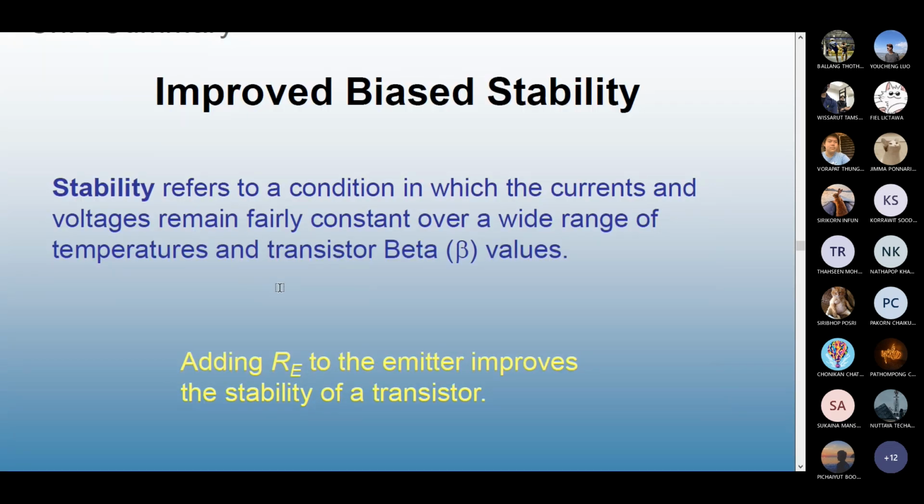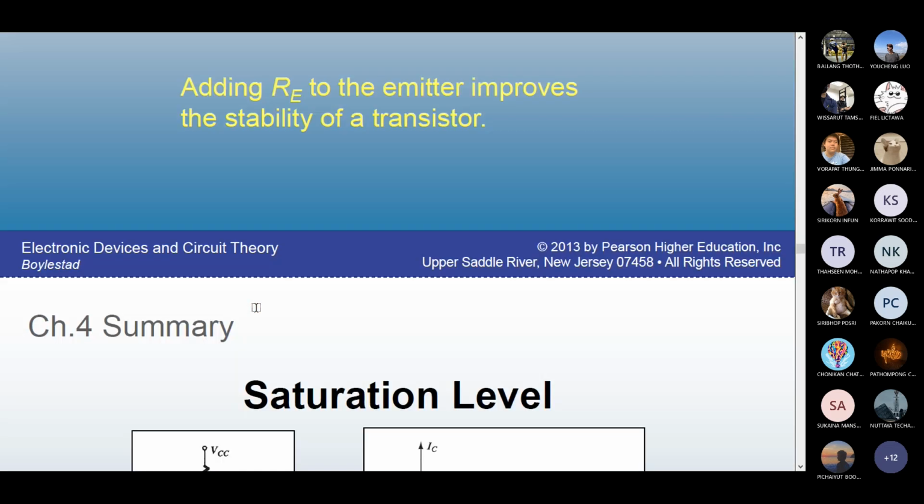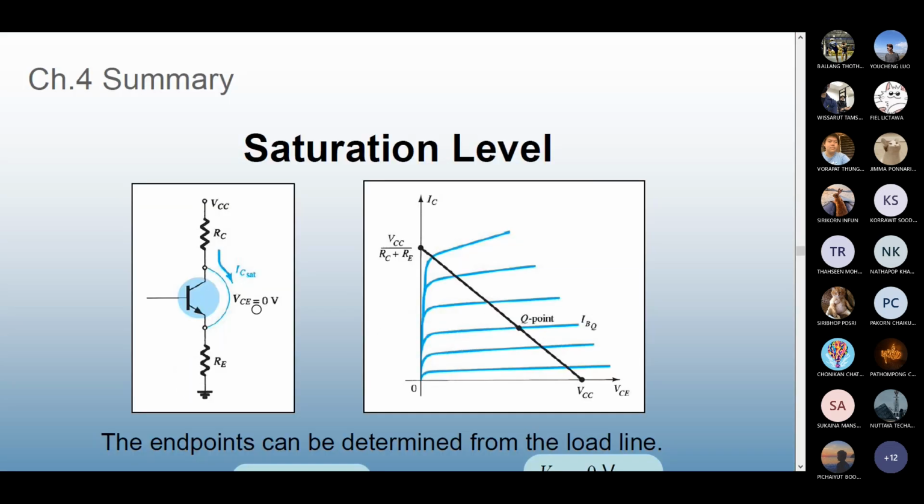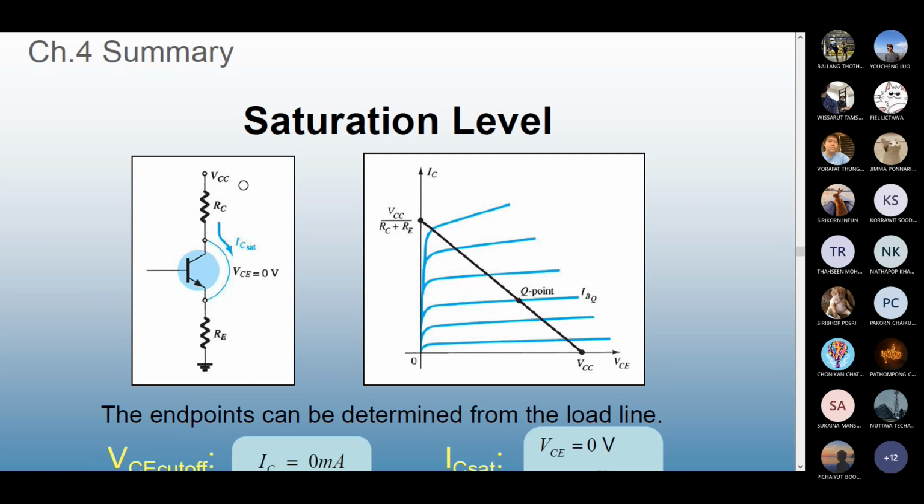So stability is a condition where you find the currents and voltages remain fairly constant. It doesn't say constant, fairly constant over a wide range of temperature and beta values. If you add RE, it improves the stability. And how it improves, I explained to you. If some of you are recording, you can play it back. Also, I explained this part.